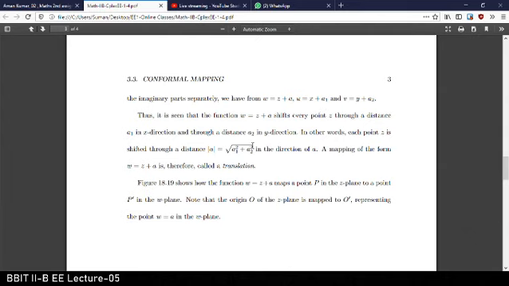For any translation, the form will be w equal to z plus some constant. The constant in general is a complex number. It may be a real number also, because if the complex part is 0, then it is real. It will be shifted in the x direction only.